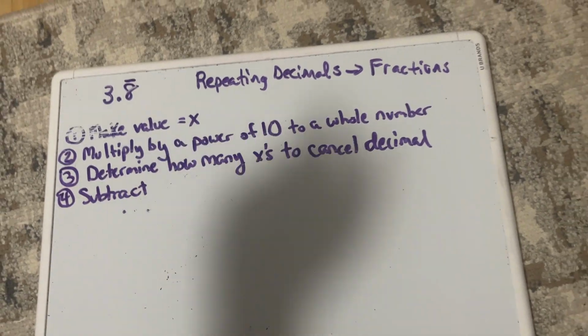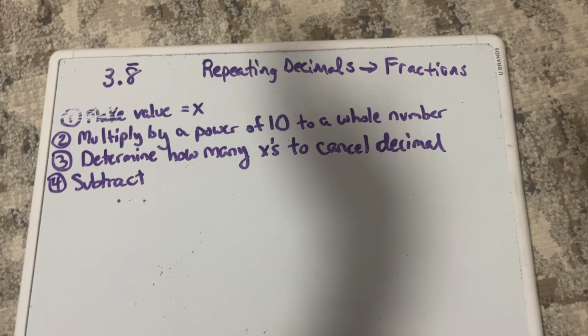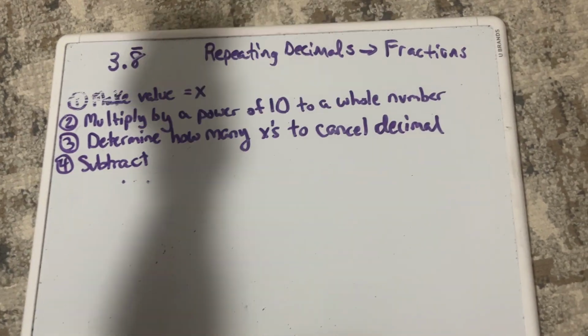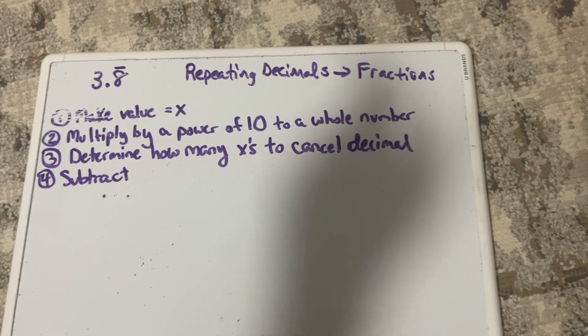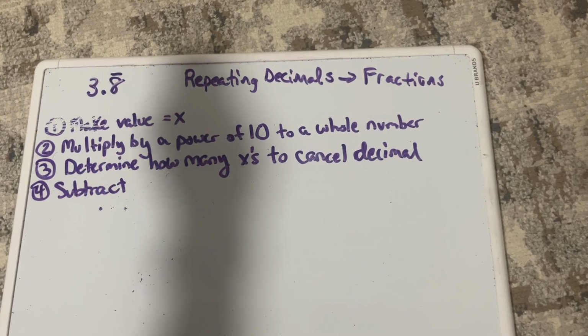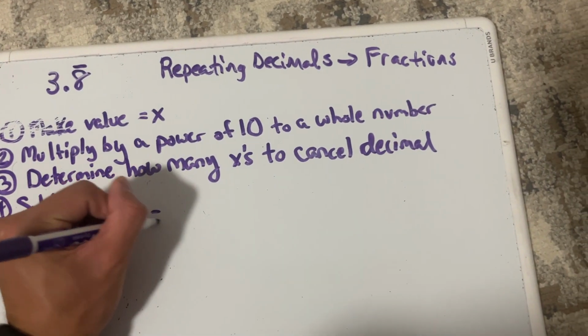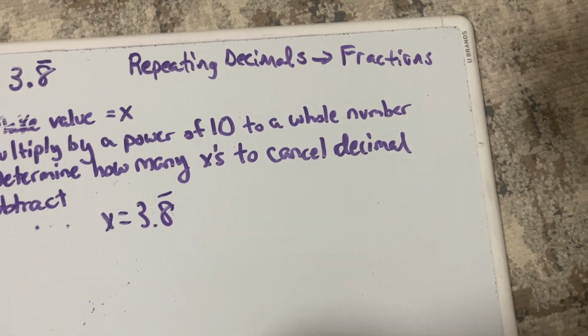But now you're asking, Mr. H, what if there's a whole number? We've done stuff with just values between 0 and 1, but we got a whole number now. Same steps. I want to make my value equal to x. So I'm going to say x equals 3.8 repeating.